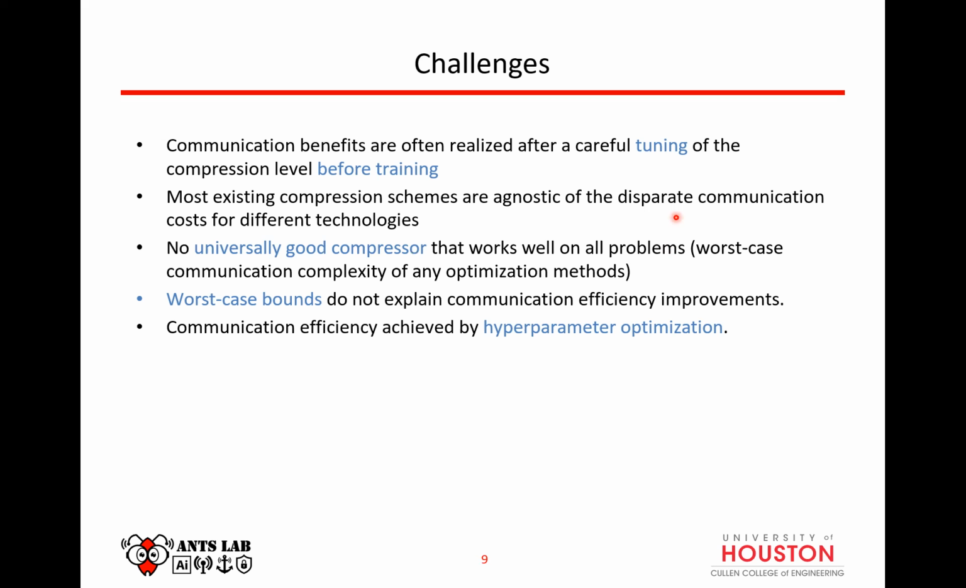In some cases you may use a 5G communication link, in other places you may have a much slower network. Our compression usually does not really consider these kinds of communication costs, no matter in what scenario you use. So given these factors, you cannot universally say that this is a universal good compressor that will work well on all kinds of problems, even if you have a worst case communication complexity. It's hard to say that one thing works for all. And since most of the papers give us a worst case bound, it's hard to explain the communication efficiency improvement using that kind of bound.